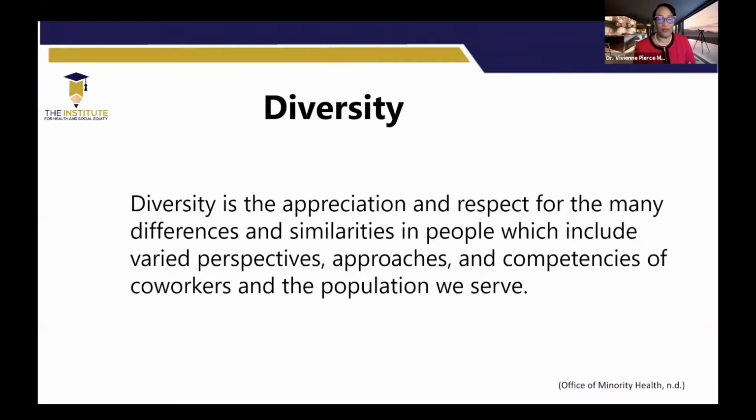There are many definitions for diversity, but the Office of Minority Health's definition is that diversity is the appreciation and respect for the many differences and similarities in people, which include varied perspectives, approaches, and competencies of our coworkers and the population we serve.